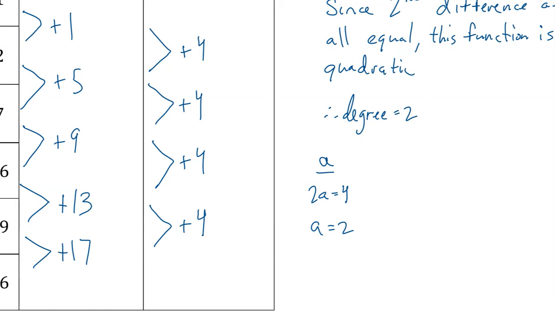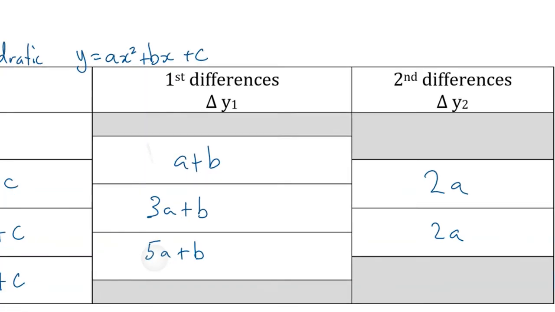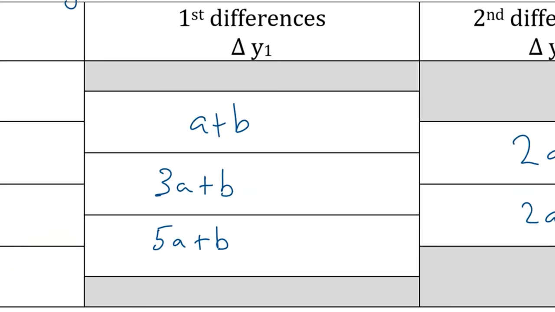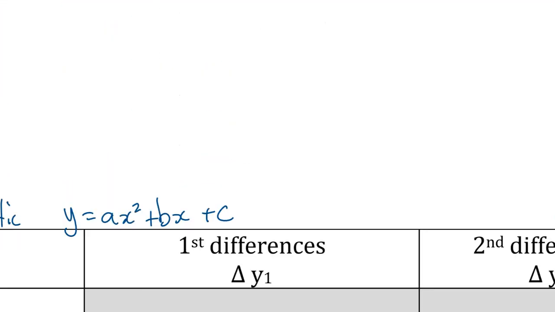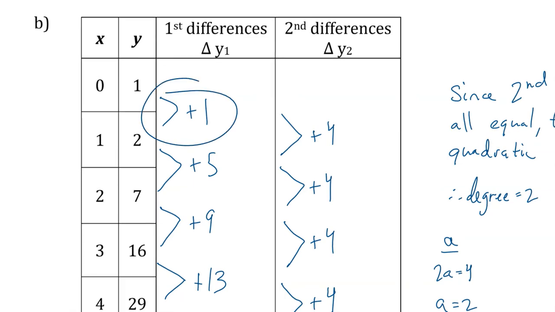What else do I need to write the equation? I need B and C, right? And then I can write the equation. Well, now I know A. So could I use one of those to find B? And why not use the easier, the top one, because it's going to be easiest? So A plus B equals that, because those rows correspond to each other. They line up with each other.